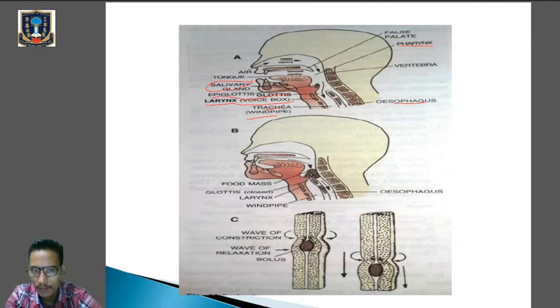Clear? Otherwise, we have got some natural phenomena. We have to go for coughing also, so that the food can really come out through the larynx or the windpipe. Clear? So just remember these words: salivary glands, epiglottis, larynx, pharynx, and oesophagus.